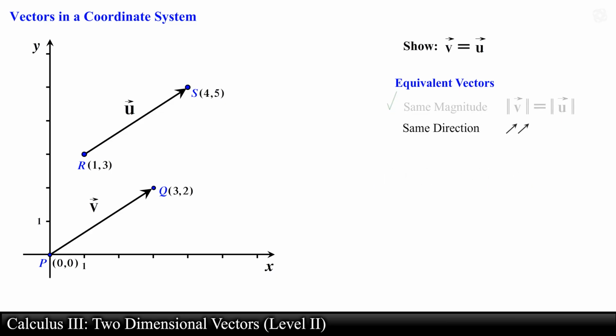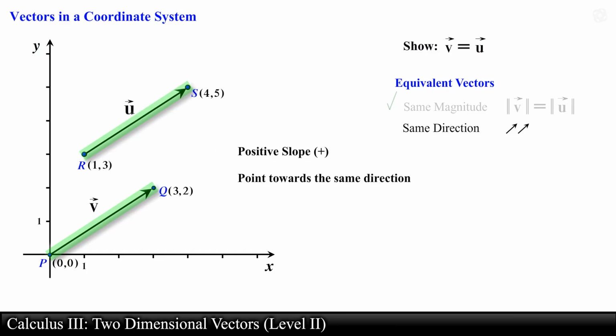Now we need to make sure that both vectors have the same direction. Taking a look at the vectors, we see that they both have a positive slope. They seem to be pointing in the same direction. Just to make sure that this is the case, we should calculate the slope of each vector and confirm that they have the same slope.